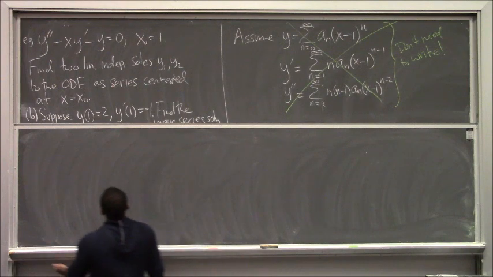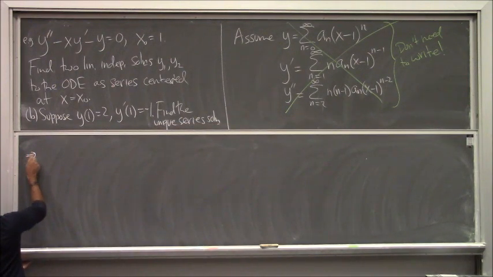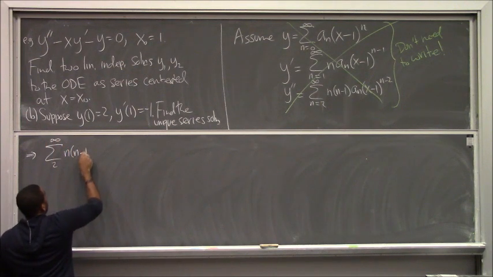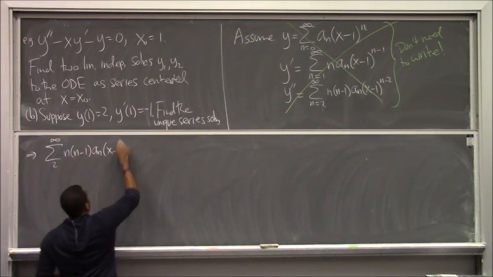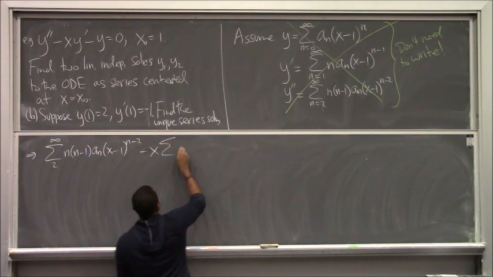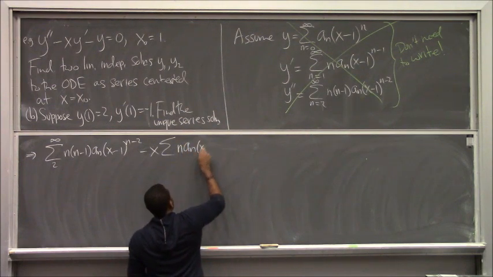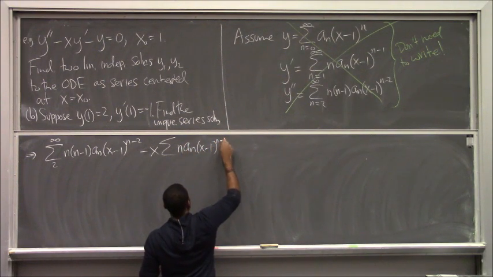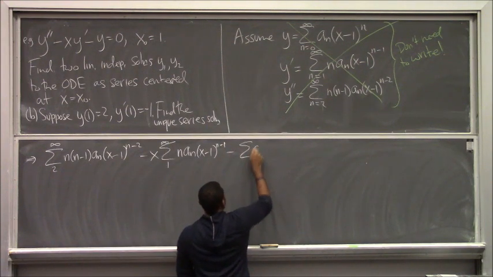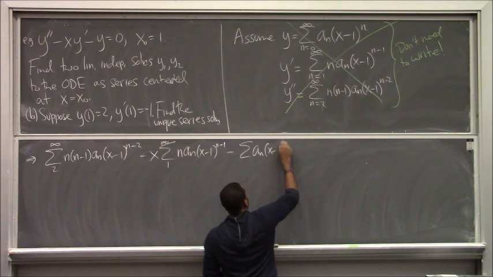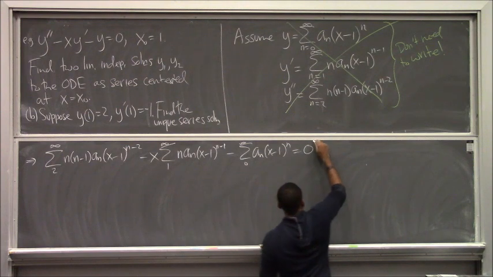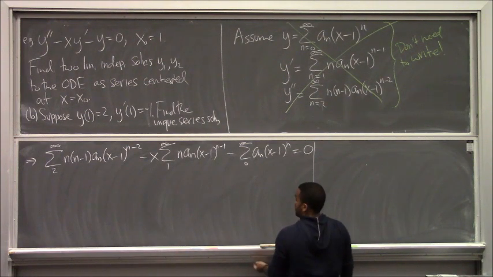Okay, so what we would do is immediately jump into this: the sum from n equals 2 to infinity of n times n minus 1, a_n, x minus 1 to the n minus 2, minus x times the sum from n equals 1 to infinity of n a_n x minus 1 to the n minus 1, minus the sum from n equals 0 to infinity of a_n x minus 1 to the n, equals 0. Can we just use that shorthand as we write n equals? Sure.